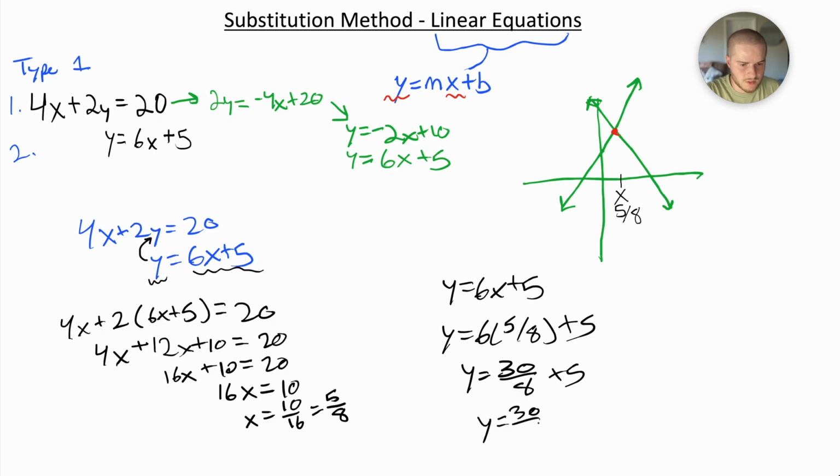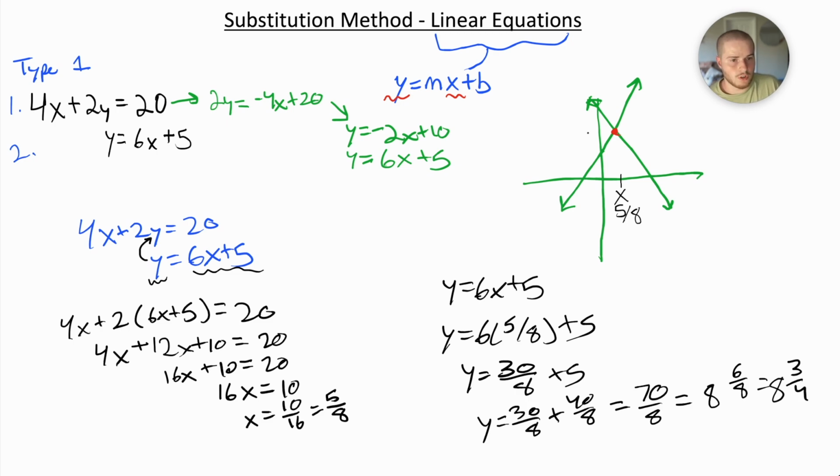We can simplify this. 5 is also the same as saying 40 over 8. And those two, we got 70 over 8. And we could simplify that further and say that's 8, and then we're going to have 6 over 8 left. Same thing as saying 8 and 3 over 4. So we solve for y now.